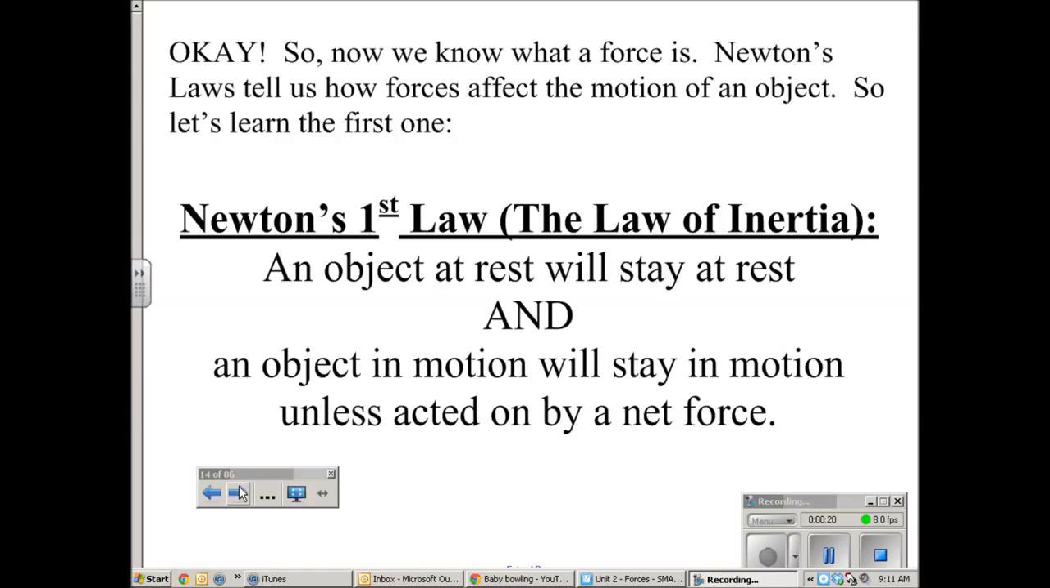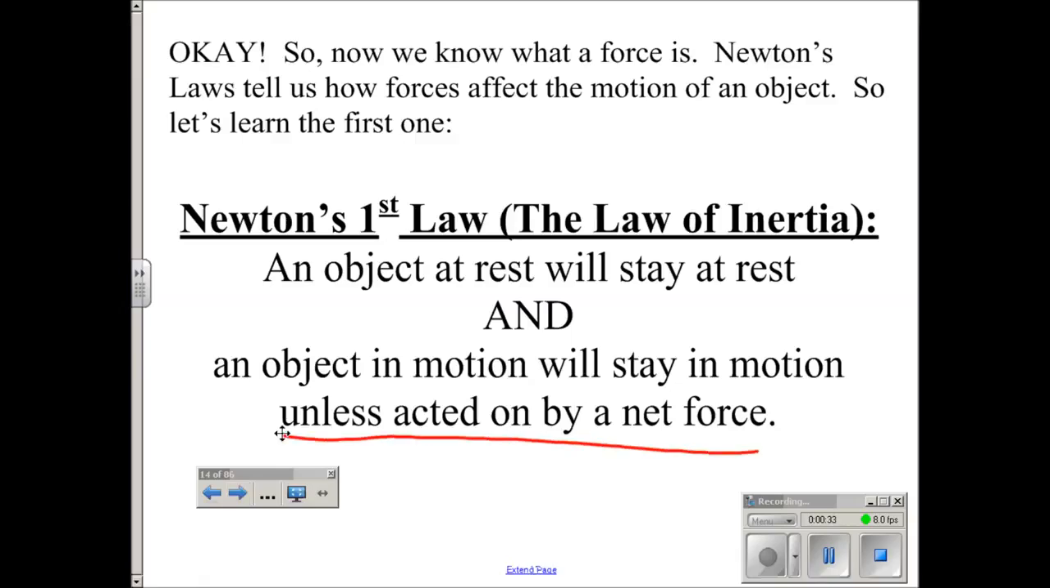Newton's first law, also sometimes called the law of inertia, says an object at rest will stay at rest, and an object in motion will stay in motion unless acted on by a net force, sometimes said as an outside force. Okay?